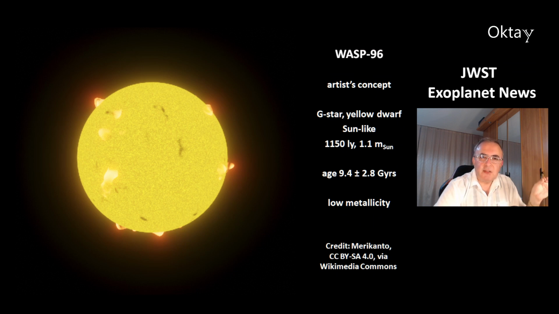This is another artist's concept of a yellow dwarf star, also called G star, like our Sun. That's WASP 96. It's a sun-like star at a distance of 1150 light years. It has 1.1 times the mass of the Sun. Its age is 9.4 plus minus 2.8 billion years. So it's very likely much older than the Sun, which also means it has a lower metallicity. Metallicity is the percentage of elements other than helium and hydrogen.